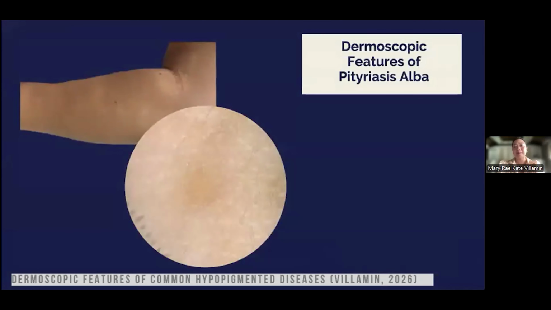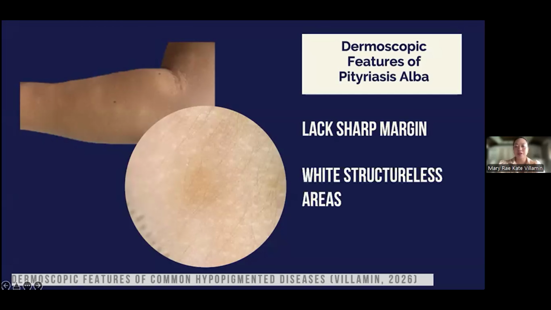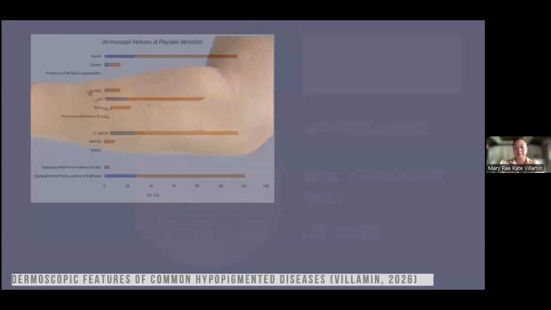The ill-defined hypopigmented macules with fine scale were the most common features of pityriasis alba. The lack of sharp margins can cause lesions to appear as hypopigmented to erythematous macules or globules. Acanthosis and reduced melanin result in white structureless areas, while hyperkeratosis causes fine scaling.